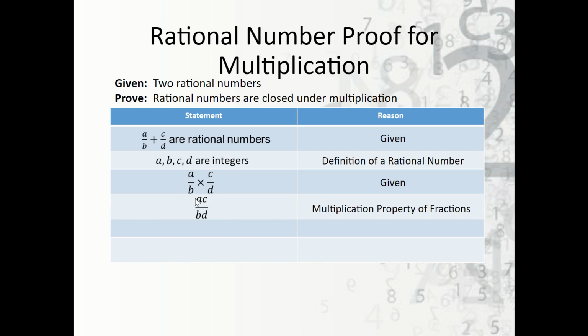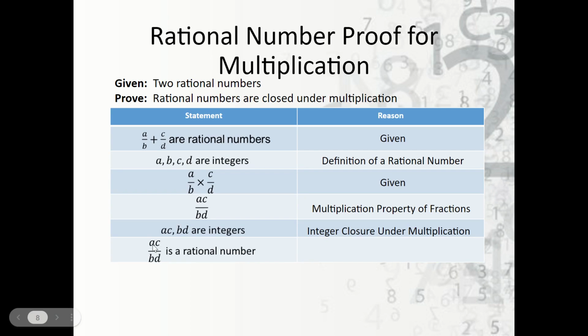Now, we need to determine, are AC and BD integers? Well, we're multiplying an integer times an integer, so we know by integer closure that when we multiply two integers together, we always get another integer. That holds true for both the numerator and denominator. So therefore, AC and BD are integers because of integer closure under multiplication.